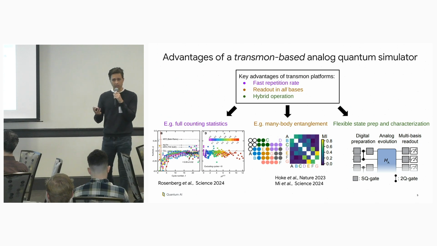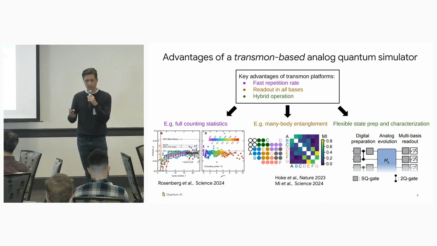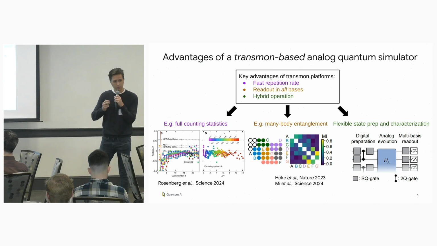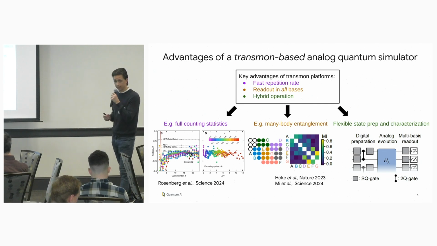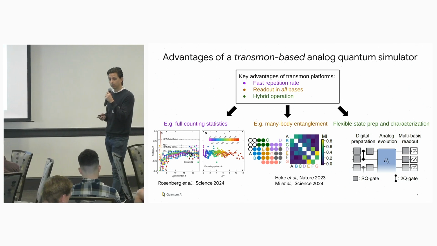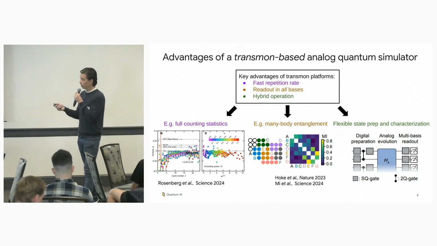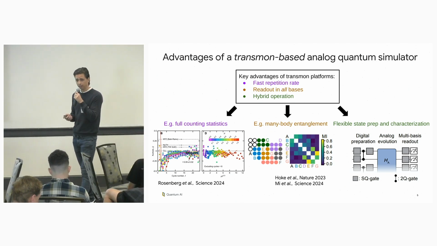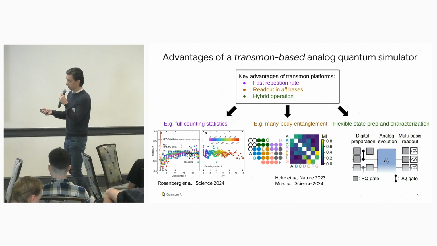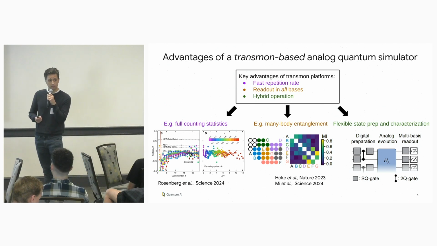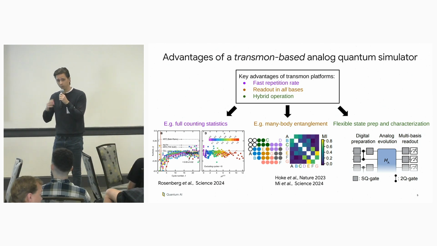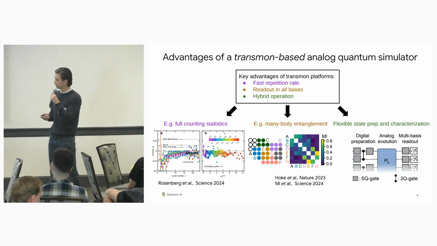But of course, analog simulation is not new. It has a very rich history. So a key question here is whether we can provide some new capabilities with our transmon platform. And I would say the answer to that is a very strong yes. We indeed have some key advantages that we can leverage. One of them is that we have a very fast repetition rate that allows us to do things such as measuring the full counting statistics, which is what we did for this Heisenberg universality class that I mentioned.